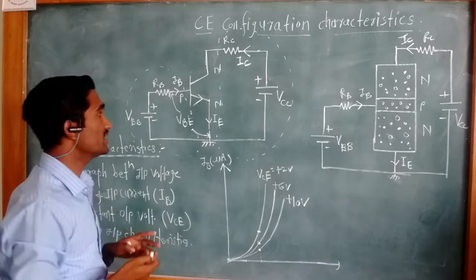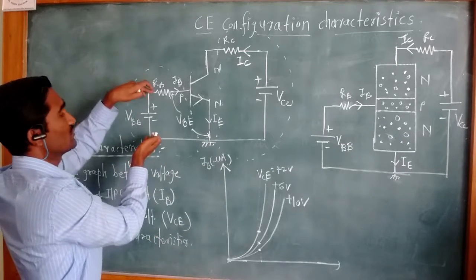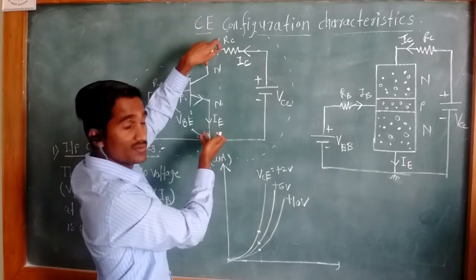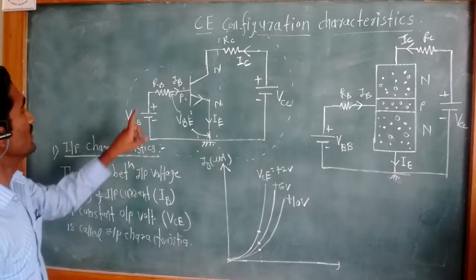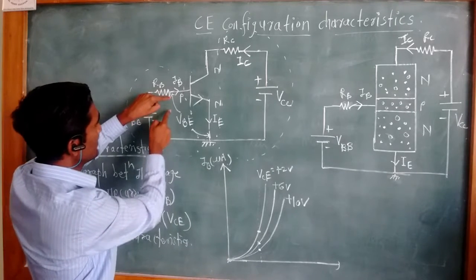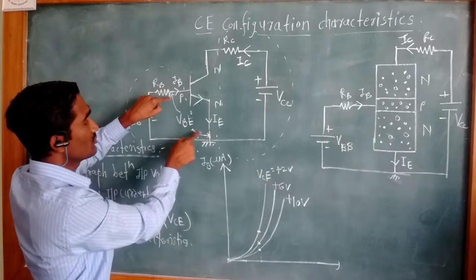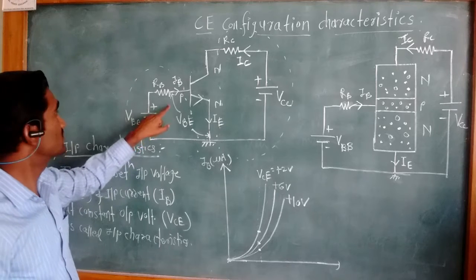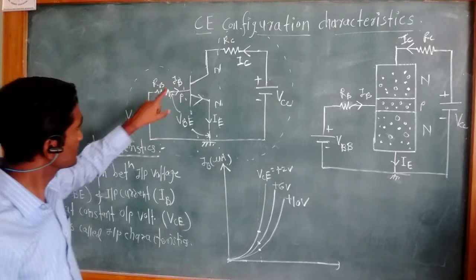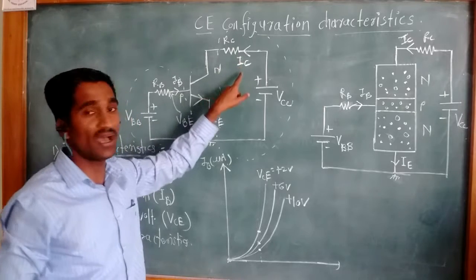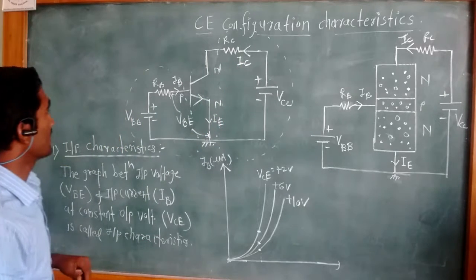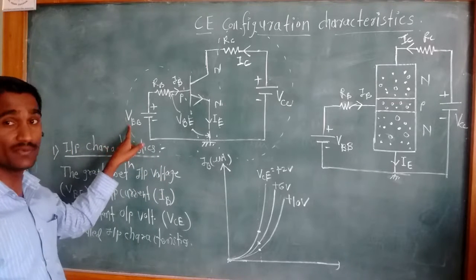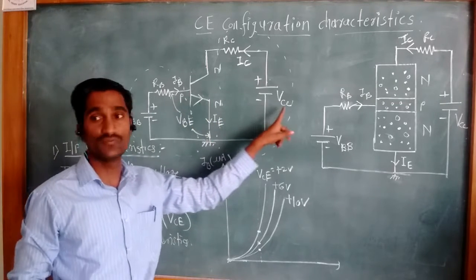Whatever we apply in the input is applied in between this, and whatever will be the output we take at this point. So here the input voltage is nothing but the VBE, the base to emitter voltage, and the input current is IB. In the same way the output current is the IC. Again we use two batteries, that is one is the VBB and the second one is the VCC.